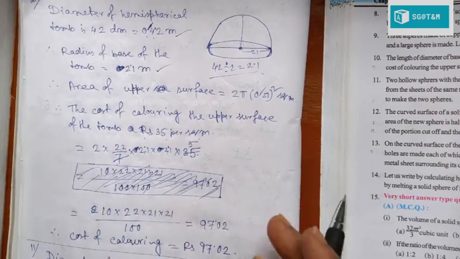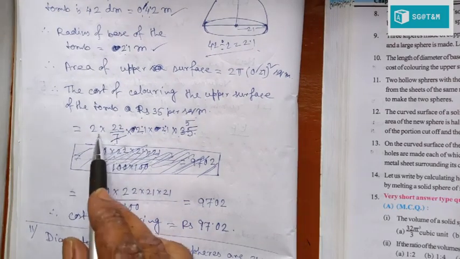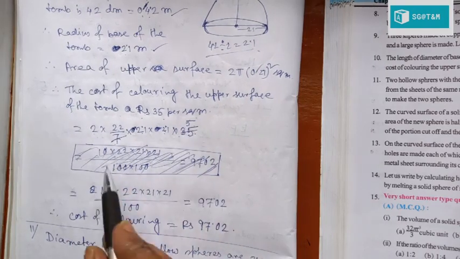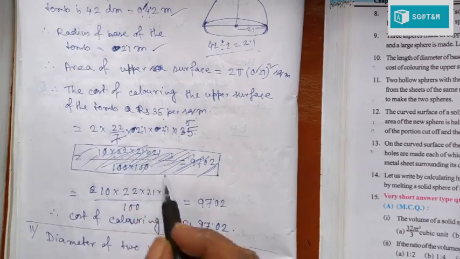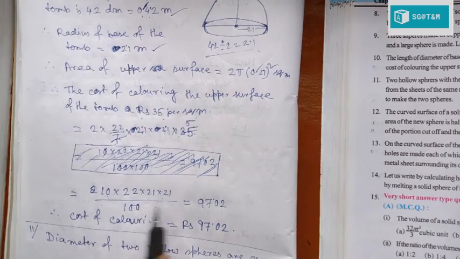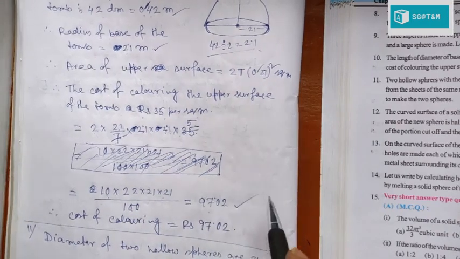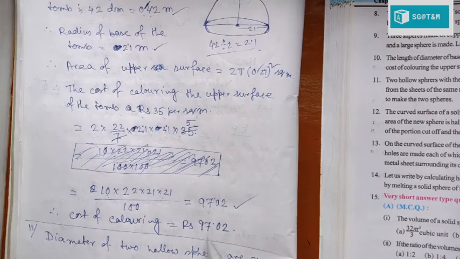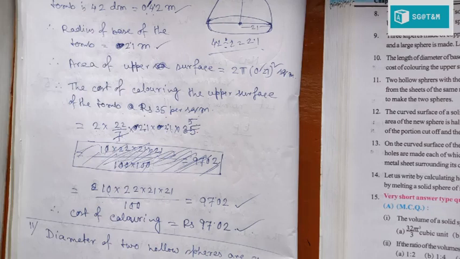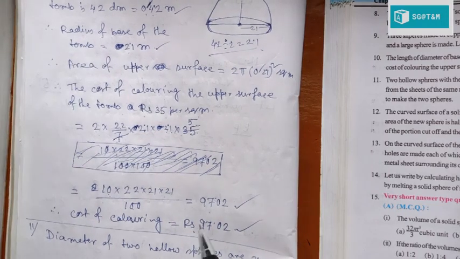After simplifying, we get 10 into 22. 5 into 7 and 35 cancel out 5. 5 into 2 is 10, and 22 remains intact. This is 21 into 21 by 10 into 10, that is 100. After simplifying we get 97.02 rupees. So the cost of coloring is rupees 97.02. Most probably in your book it is given in paise. No problem at all, the unit is given as rupees, 97.02.